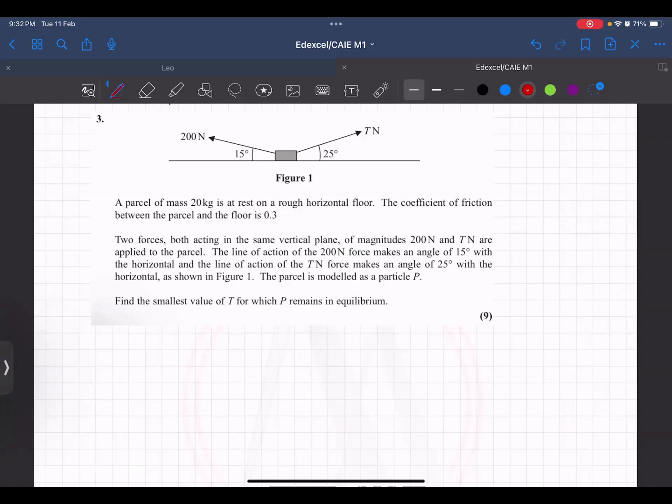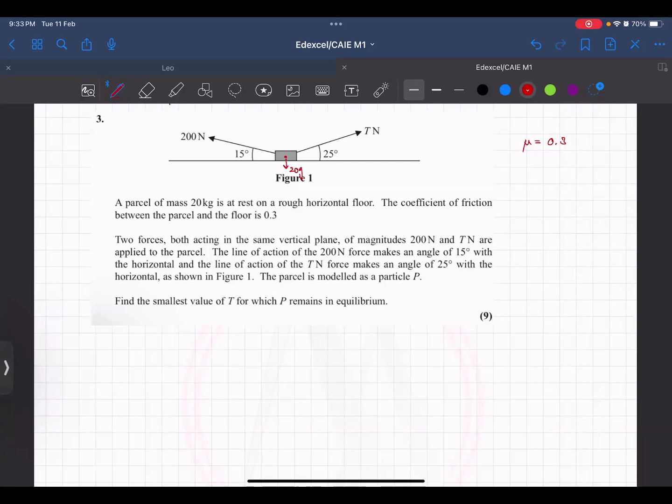So they have given us that the parcel is of mass 20 kg. So the weight would be downwards 20 g, is at rest right now. The velocity initially is 0 on a rough horizontal floor. Rough means, I told you, whenever it is written rough, then the friction is over there. So the coefficient of friction is given to us. Look, it is 0.3, between the parcel and the floor.